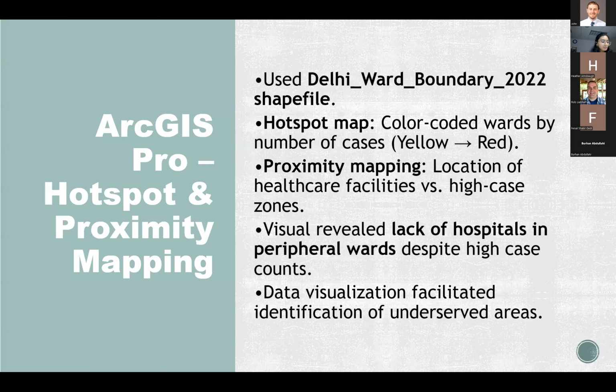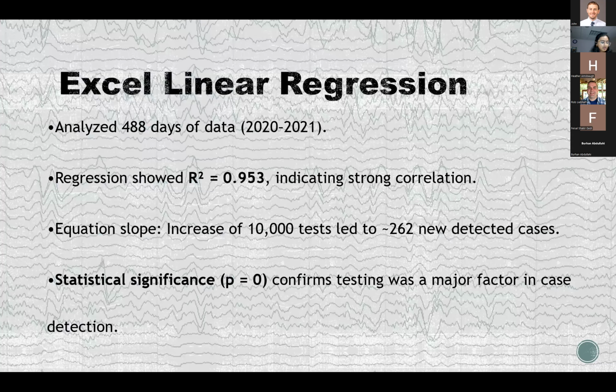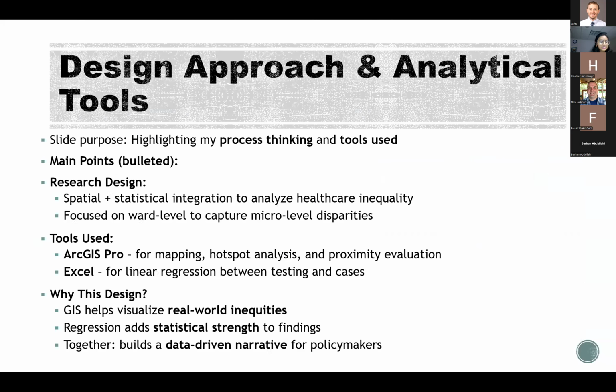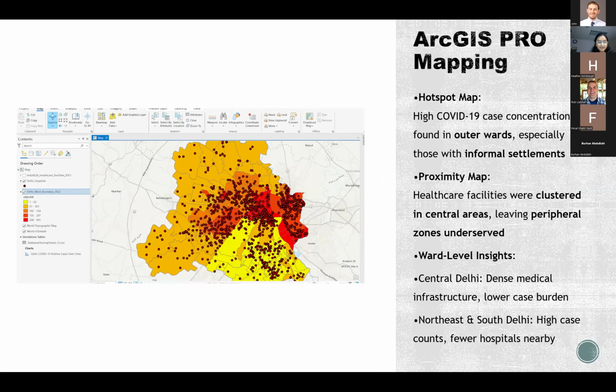Then I moved into the mapping stage. The first layer of spatial analysis was the spatial mapping using ArcGIS Pro. I used the Delhi Ward Boundary 2022 shapefile to create the ward-level polygons. Then I color-coded each ward based on the number of COVID-19 cases using graduated symbology. As you can see, yellow is for low case counts, orange for medium case counts, and red for high case counts.